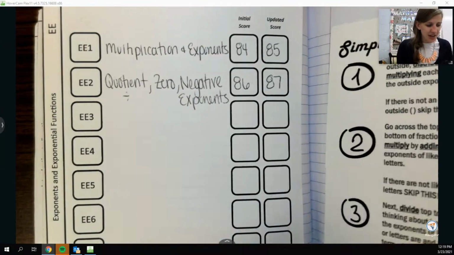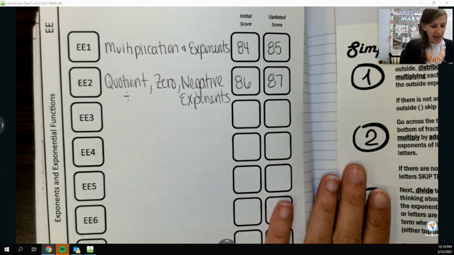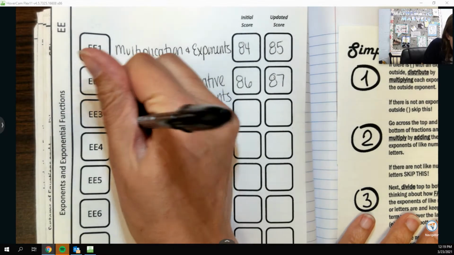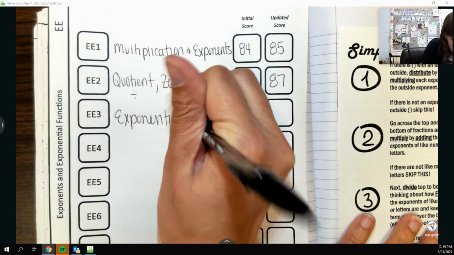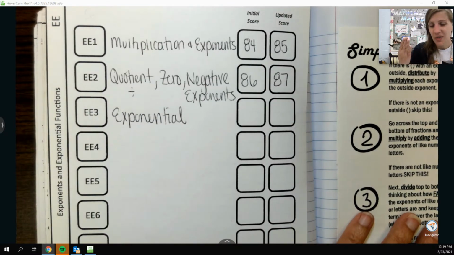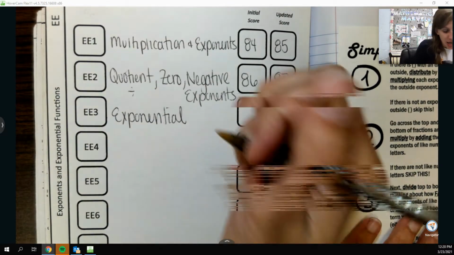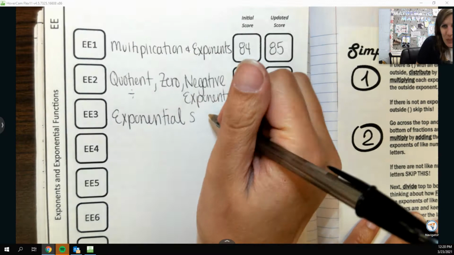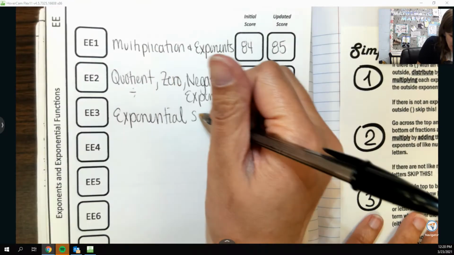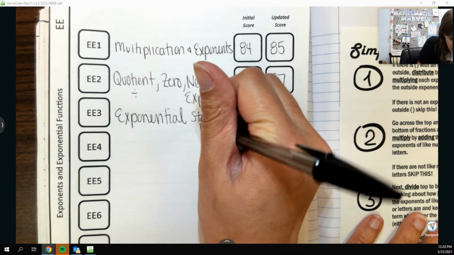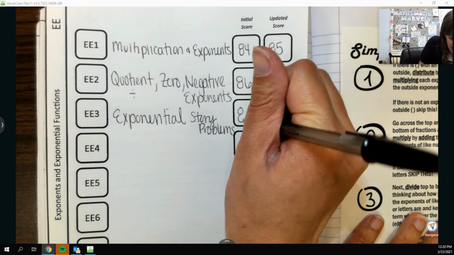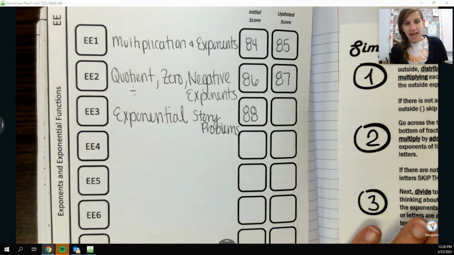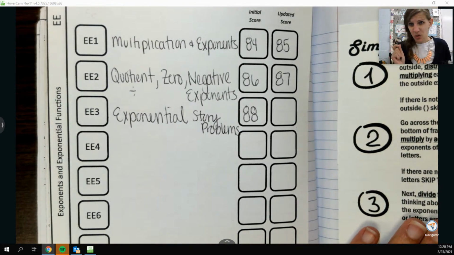Alrighty, guys, we're going to add another set of notes to our notebook. And this time we're going to talk about exponential, which is just like the pluralized word sort of for exponents. Story problems, sorry. Exponential story problems. And we are going to do that on page 88. And then we'll just have one more thing to do, and this is going to be a real short one again.